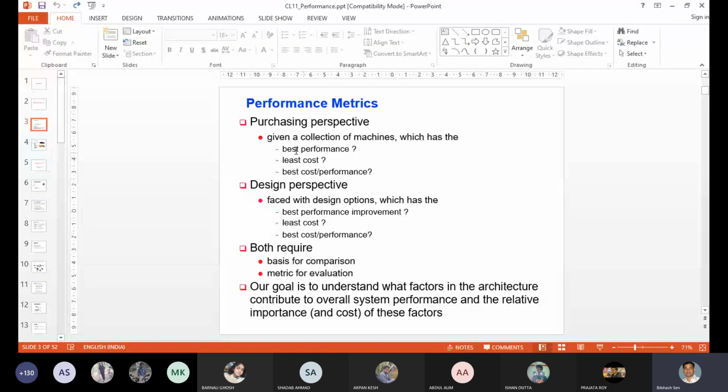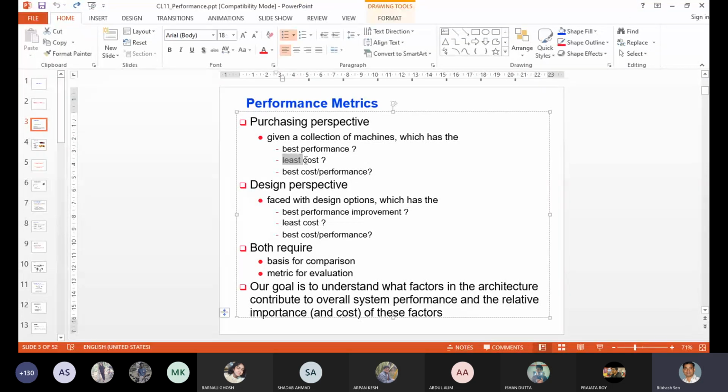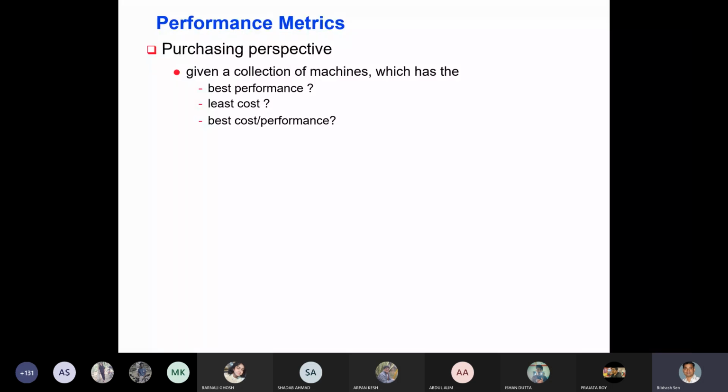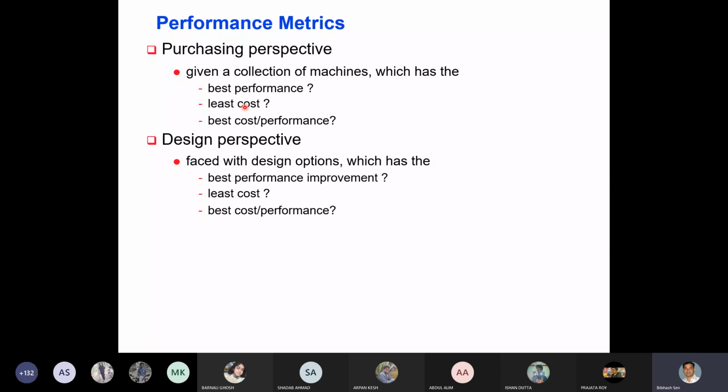Okay, so for the purchasing perspective, the point you should remember is that we go for the least cost approach. Second, for the design perspective, it is best performance improvement, and also least cost and best cost per performance. You see, this parameter and this parameter are almost the same. The one parameter we have come to know is whether performance improvement is in scope or not. Second, you will find the basis for comparison and the metric for evaluation. So both are required.